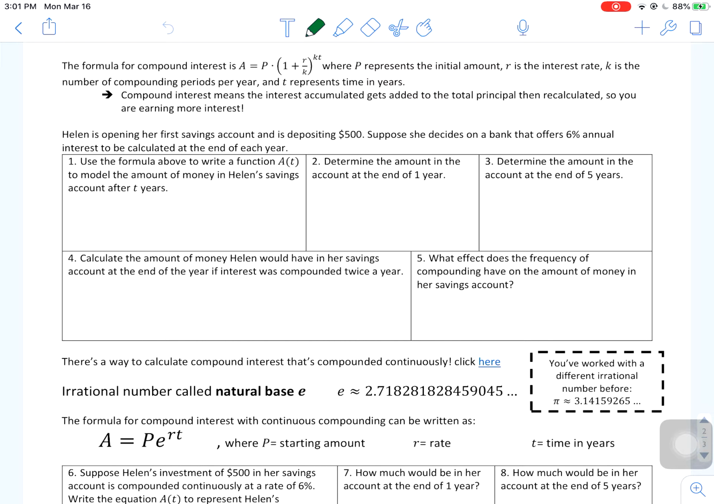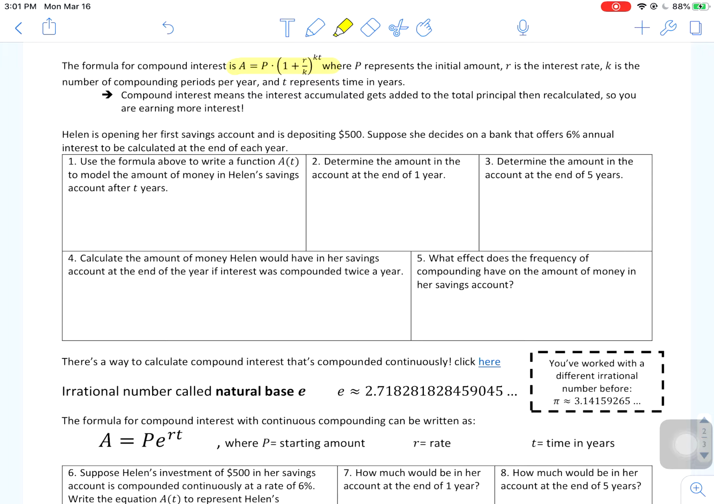This is lesson 2, video 2. We give you a formula up at the top for compound interest, where P is the initial amount, R is the interest rate written as a decimal, K is the number of compounding periods per year, and T represents time in years. Compound interest means the interest accumulated gets added to the total principal, then recalculated, so you're earning more interest.